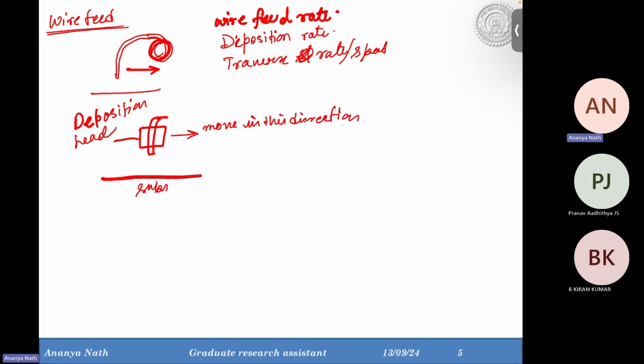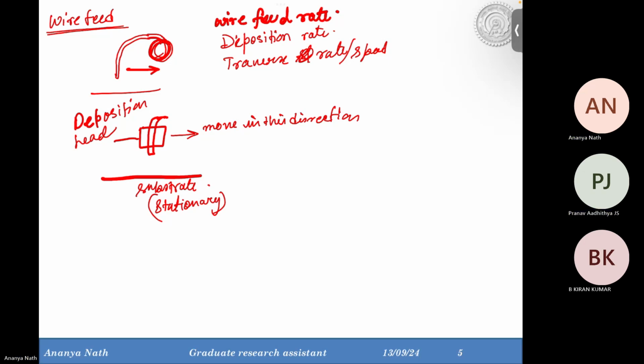This is my substrate. If my substrate is stationary, then my printing head will move. If my substrate is moving, then my printing head will be constant. Let's take the example of the printing head moving. Now the printing head will move, and along with that, the wire is coming continuously from the spool. That speed is called wire feed rate, and the speed at which the wire is traveling over the substrate is the traverse speed or deposition rate.